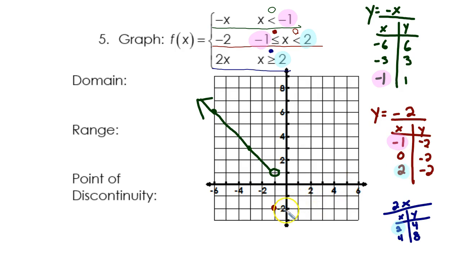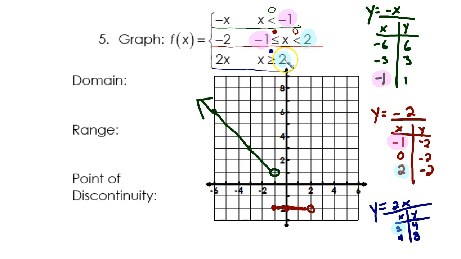0 comma negative 2 is on the way. But because of the less than 2, I have to use an open circle on 2 comma negative 2. What you'll notice is this is a horizontal line between the x value of negative 1 and an x value of positive 2. The function changes a third time to be y equals 2x. So 2 has to be an x value here because x is greater than or equal to 2.